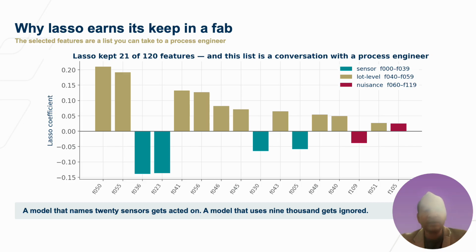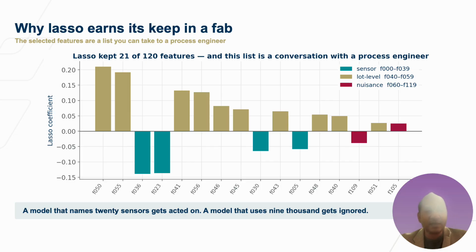Lasso keeps 22 of 120 features. These are the 16 largest. Each bar is a named column with a physical meaning, a particular sensor in a particular recipe step summarized in a particular way. That list is a conversation. You can walk into a process engineer's office with 16 names and ask whether they make sense.